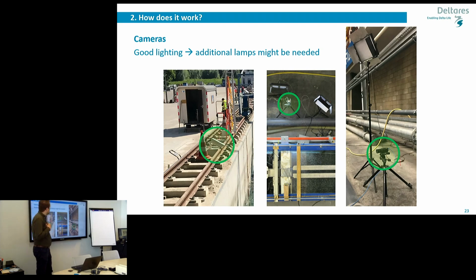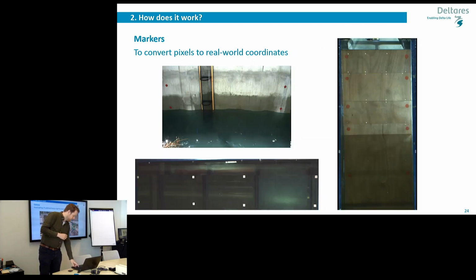Sometimes you need extra lighting, so you might need extra lights, or you might want to have a top-down view, so you mount a camera to look down. And to be able to convert from pixels to water heights and real-world coordinates, you need some kind of markers that you know the position of in real world, right? Because otherwise it's just pixels.